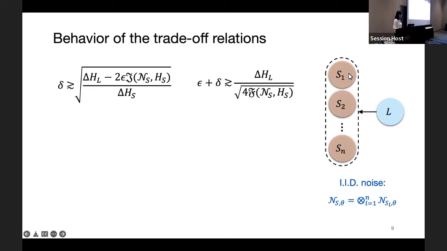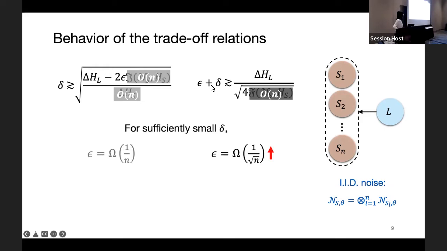And we could consider another typical noise, which is IID noise. Here, the noise happens independently and identically on each subsystem. That means the noise is going to be a tensor product of all the local noises. In that situation, the scaling of delta HS and J is not going to change, but the scaling of F is going to decrease to linear scaling. So for sufficiently small delta, the bound on epsilon is not going to change by the first type. But the second type of trade-off relation is going to give us a tighter lower bound, which is 1 over square root of n.